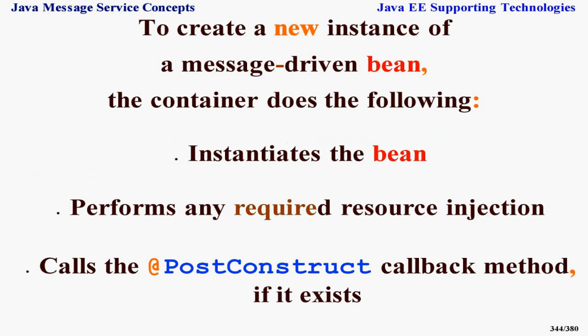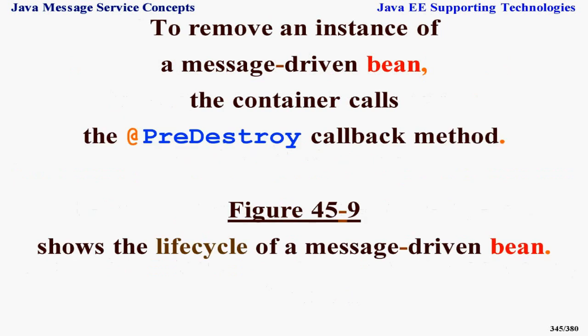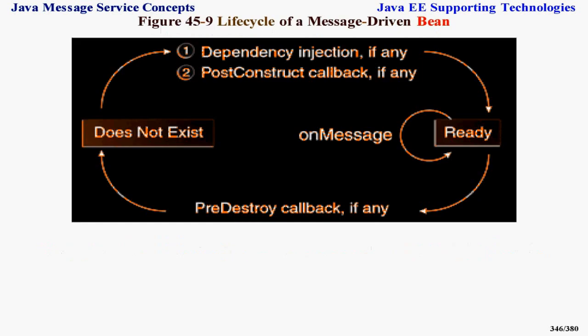Instantiates the bean. Performs any required resource injection. Calls the post-construct callback method, if it exists. To remove an instance of a message-driven bean, the container calls the pre-destroy callback method. Figure 45-9 shows the life cycle of a message-driven bean. Figure 45-9 Life cycle of a message-driven bean.